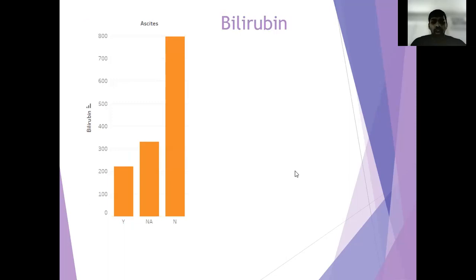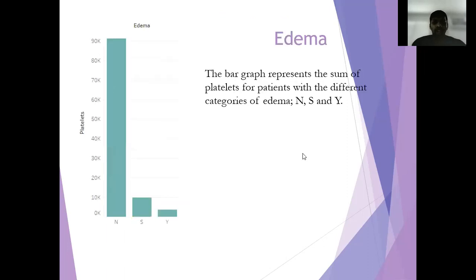In this slide, I've presented the bilirubin for the patients with the different categories of ascites: N, Na, and Y, meaning no, not applicable, or yes. The category Y has the least levels of bilirubin, and the other category leads with more of the bilirubin levels. So this is what I want to explain in this slide. And coming to the next slide.